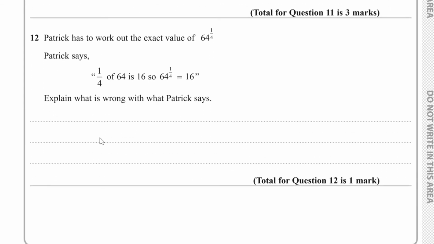Now for question number 12, Patrick has to work out the exact value of 64 to the power of 1/4. Patrick says 1/4 of 64 is 16. So therefore, 64 to the power of 1/4 is 16. Explain what Patrick has done wrong. Well, if we work out 64 to the power of 1/4, that's the same as the 4th root of 64. So in other words, he needs to work out the 4th root of 64, which is 2 times the square root of 2.